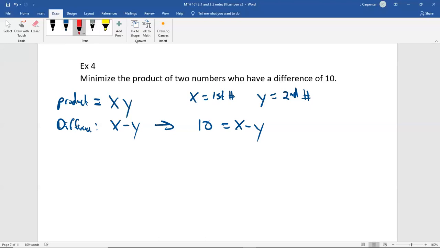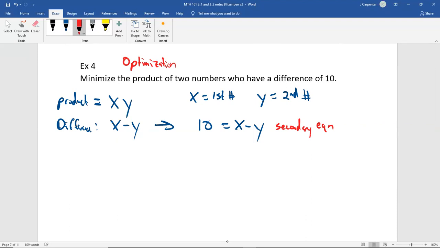This is what we call a secondary equation. I call it secondary because that's not the thing we're trying to maximize or minimize. This is known as an optimization problem, to find the best or worst scenario given some parameters. And optimization problems usually have two different equations. They'll have a product and a difference, like this, or something completely different, but you get the idea. There's two of them.